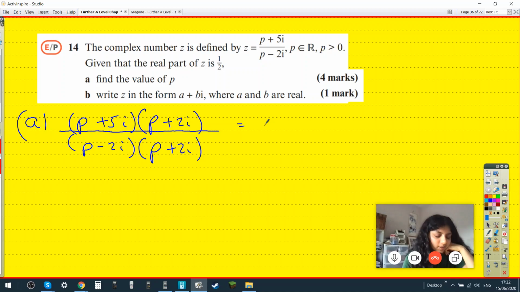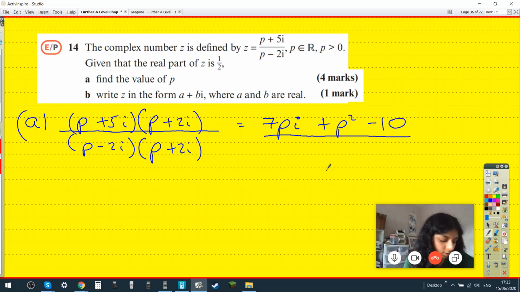I don't know what to do because on the top I got 2pi plus 5i. Oh wait, that's just 7pi. All right, it's 7pi. Yeah. Plus p squared minus 10. And then the bottom, p squared plus 4 on the bottom.